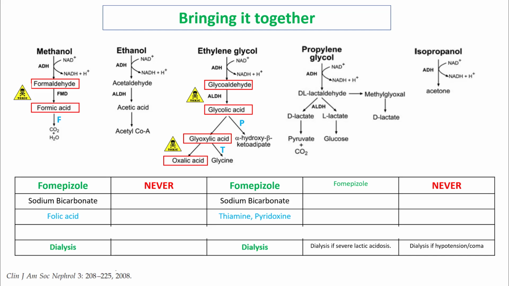Dialysis is indicated in methanol and ethylene glycol toxicity, so understand their indications. You can also use dialysis in propylene glycol and isopropanol toxicity if there are severe clinical symptoms. In ethylene glycol, you can use IV fluid and diuretics to get rid of the calcium oxalate crystals, and in propylene glycol, discontinue the offending medication. Treatment of ethanol and isopropanol is mostly supportive.